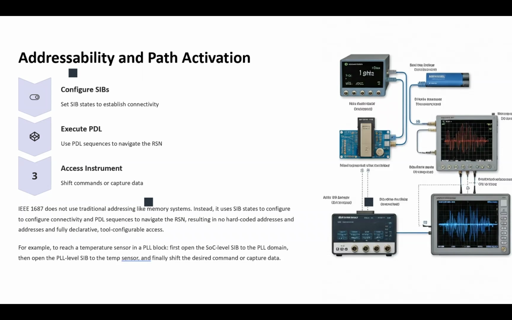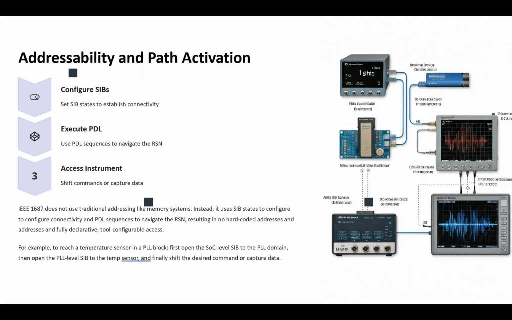once the correct path is activated by that SIB, we use PDL to issue the instruction that tells the testing tool what action to take, like shifting the data or triggering operations. Okay, basically you can think of the PDL like a script or a set of instructions for test tools. It tells them how to go through the RSN, how to communicate with the instruments, what result they can expect, and basically handles the instrument navigation and interaction in a tool-independent and standard kind of way.